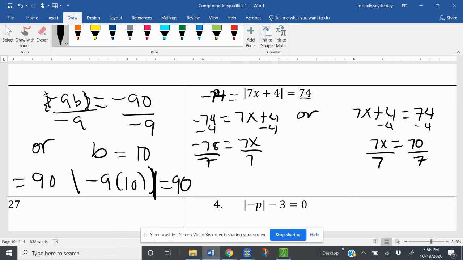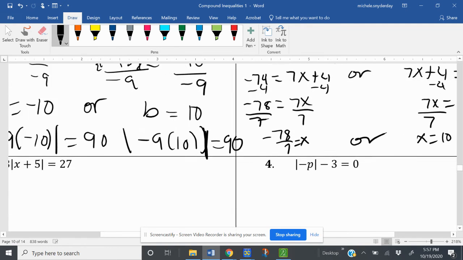And we get negative 78 divided by positive 7, which is a negative, just 78 over 7. So that's all right, equals x. Or on this side, it's a much better answer. When we divide by 7, we get x, and 70 divided by 7 is 10. So this x value could have been the crazy fraction of negative 78 over 7, or it could be the nice number of 10. And either way, it would give you the absolute value equal to 74.